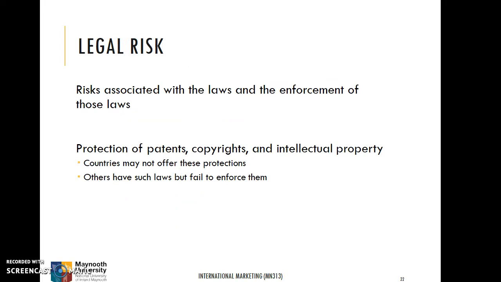Then we have the legal risk. Legal risk is associated with the laws and enforcements of that particular country, and when we take a look at that, we're looking at protection of patents, copyright, and intellectual property. Some countries are exceptionally good at regulating, managing, and protecting these particular rights. However, others may have those particular legislations but are not very good at enforcing them.